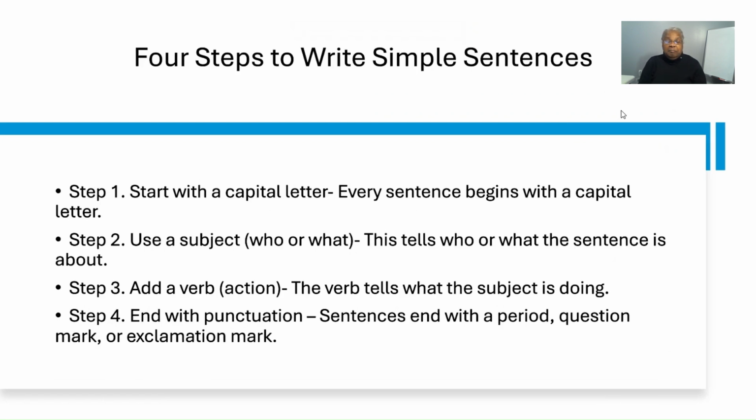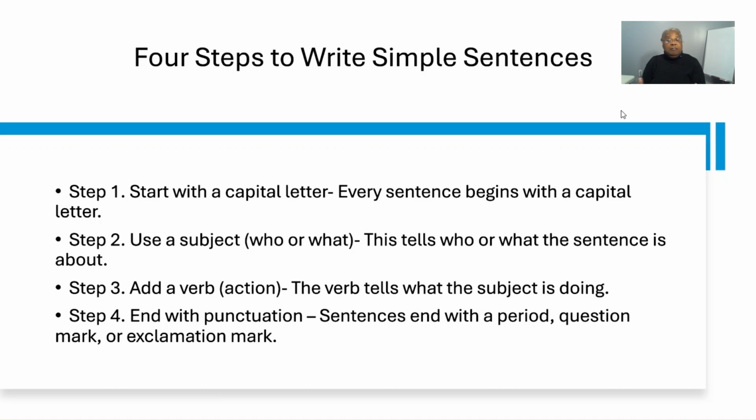Let us begin. There are 4 steps to writing simple sentences. Step 1. Start with a capital letter. Every sentence begins with a capital letter. Step 2. Use a subject. This tells who or what the sentence is about.